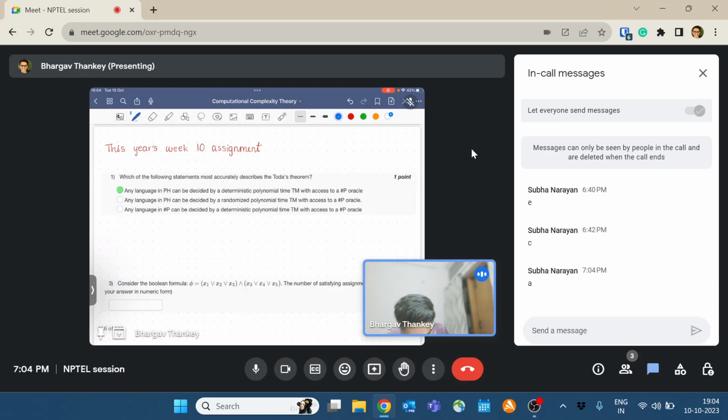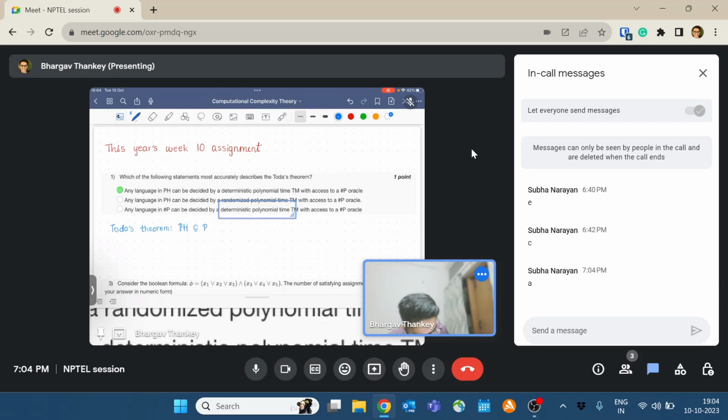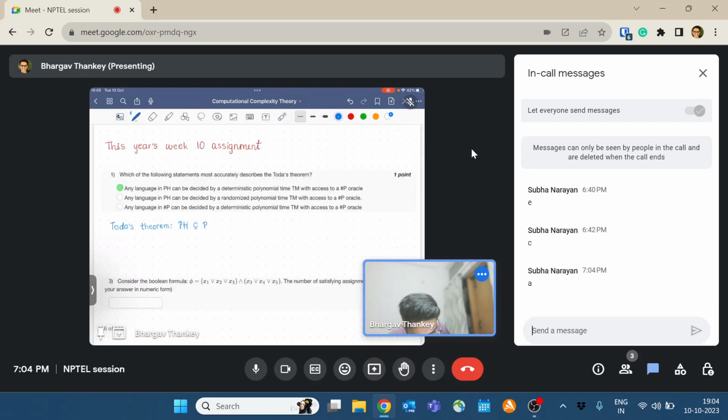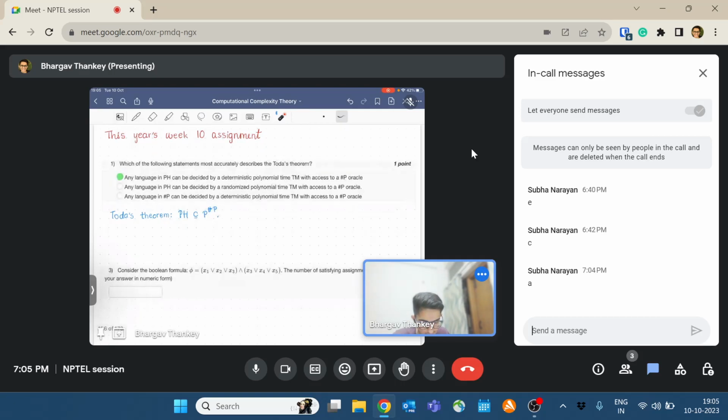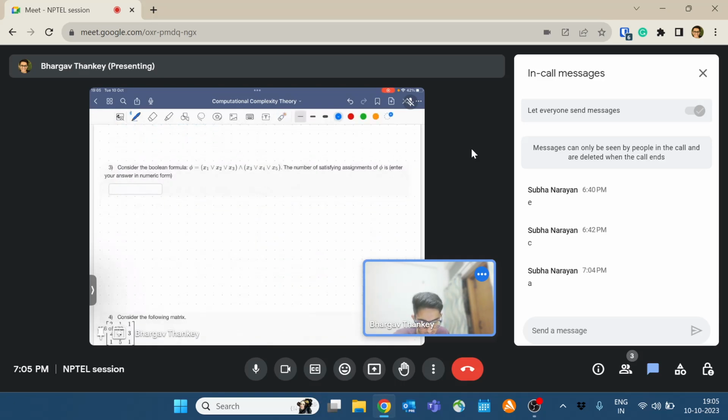So Toda's theorem says this, right? Any language in PH can be decided by a polytime Turing machine with oracle access to #P, which is exactly the option. So the answer is A. Now let's look at the next problem.